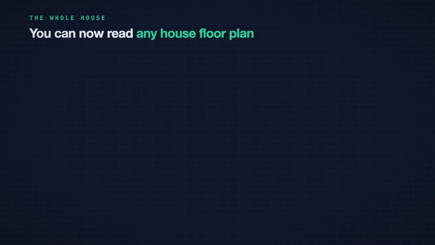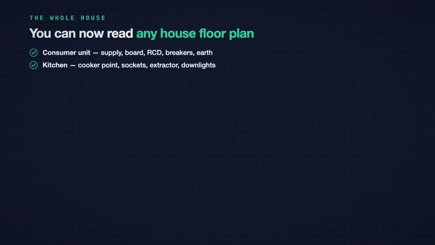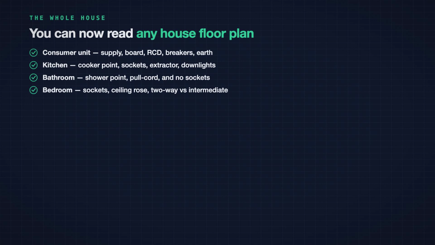So here's the whole house in one breath. The consumer unit brings the power in. The kitchen carries the heavy loads, the cooker point, the sockets, the fan. The bathroom plays by water rules, a shower point, a pull cord, and no sockets. The bedroom is sockets, a ceiling rose, and a two-way switch that fools everyone. The living room adds the TV and data points and a dimmer. And outside, a weatherproof socket and the bonding that keeps it all safe.